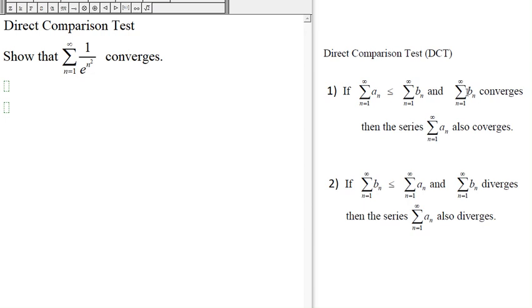And then since we're trying to show that this infinite series converges, we need to come up with a b sub n such that this series is less than or equal to the series b sub n, and also that the series b sub n converges. And so we have to do two things. First, we need to come up with b sub n, and then we have to show two things: that the series a sub n is less than b sub n, and the series b sub n converges.